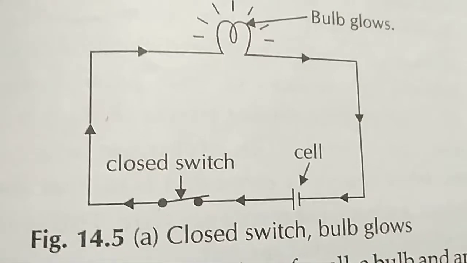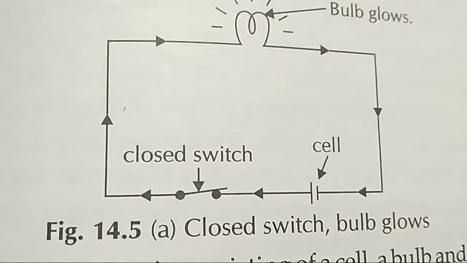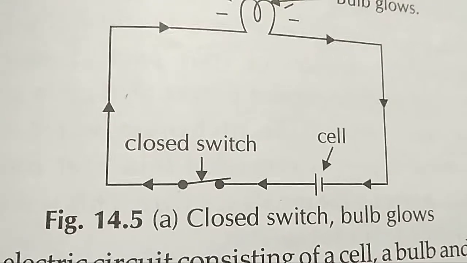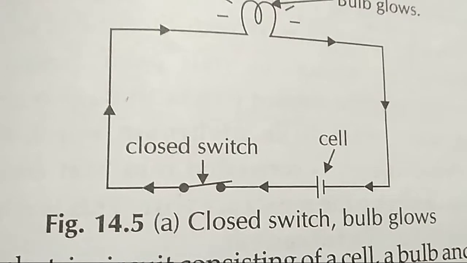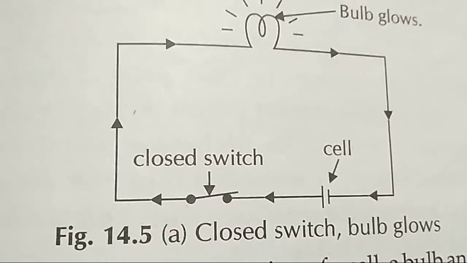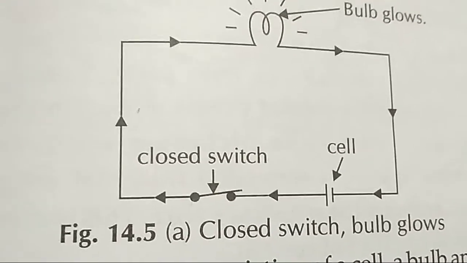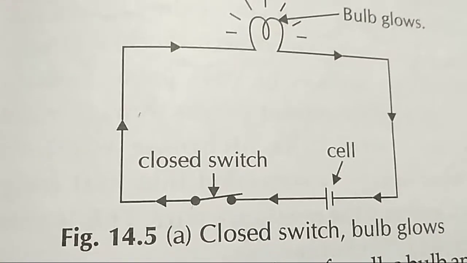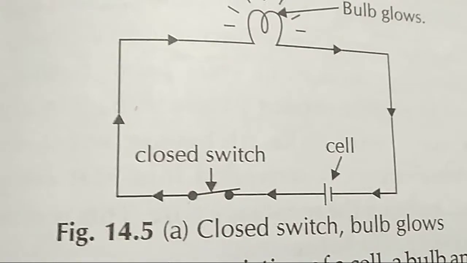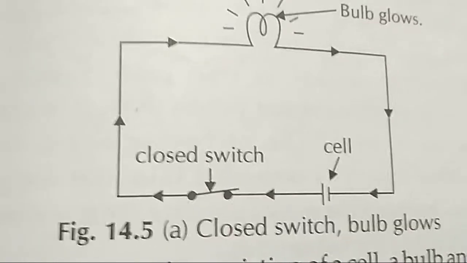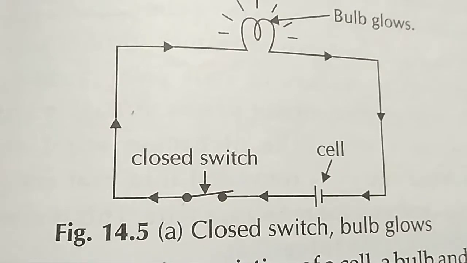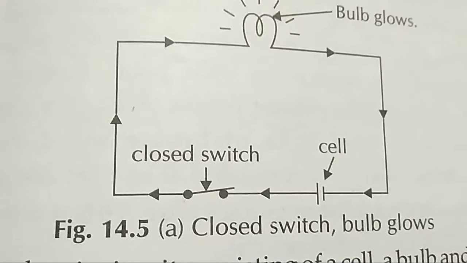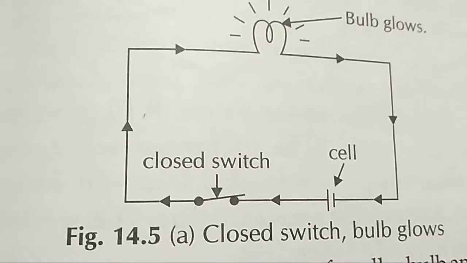A source of electric current, we can say a cell or battery. A conducting wire is a wire that connects the appliance with the battery or cell. Next is any electric appliance, like a bulb, and a switch. These are parts of the electric circuits. So today in this video, we will know about these components one by one. So let's start.